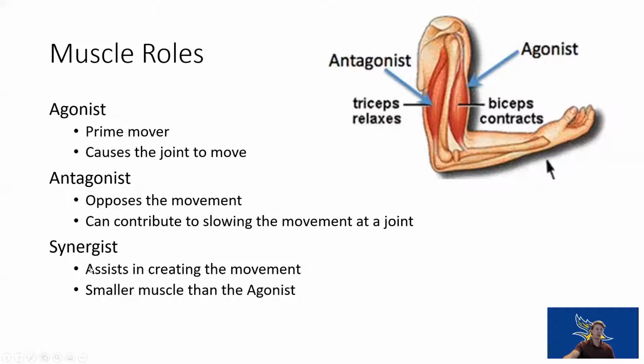And then a synergist is a small muscle that will help the agonist perform an action. Okay, so in this case, we have biceps brachii here. We also have brachialis, which is a smaller elbow flexor. When biceps brachii contracts, brachialis will contract to help that movement occur.